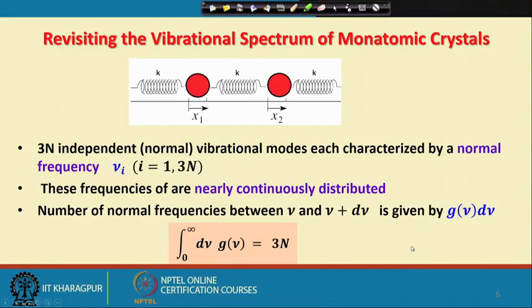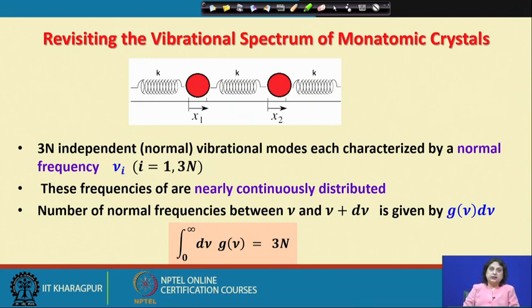So, what we are trying to say here is that even under that restriction, I have a very large number of frequencies possible, for which it may be more useful to talk in terms of a density of states, but with one restriction. And that restriction is, if I sum over all possible values of nu, I must get back the total number of vibrational modes that I started with.